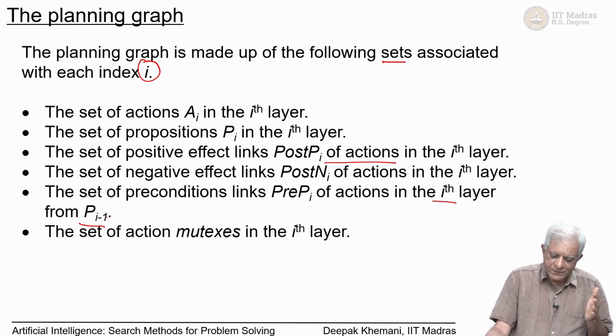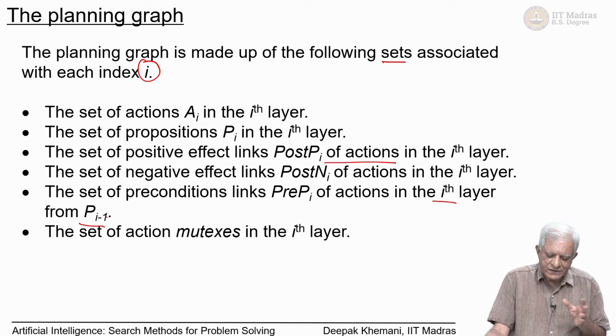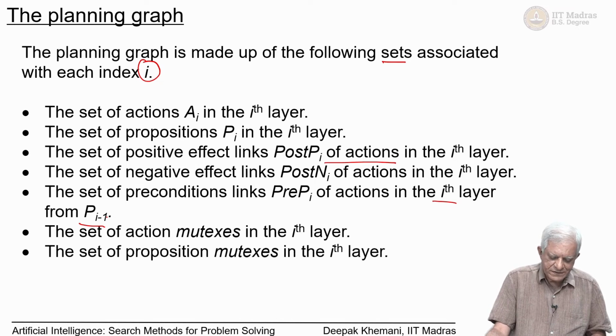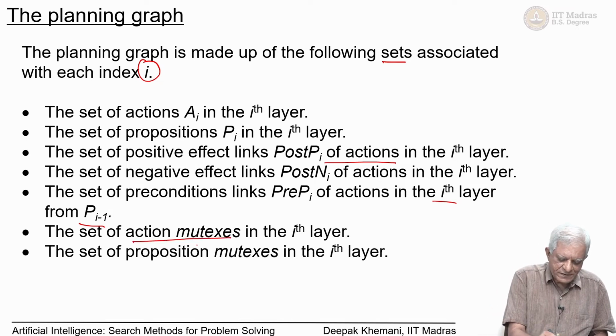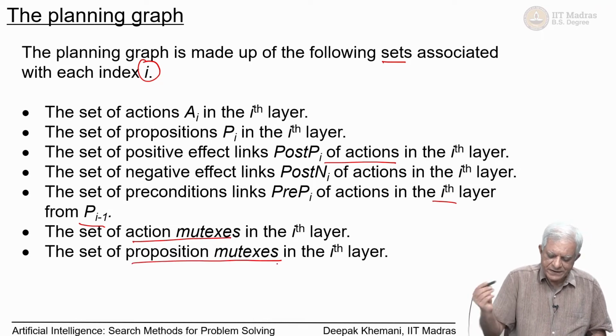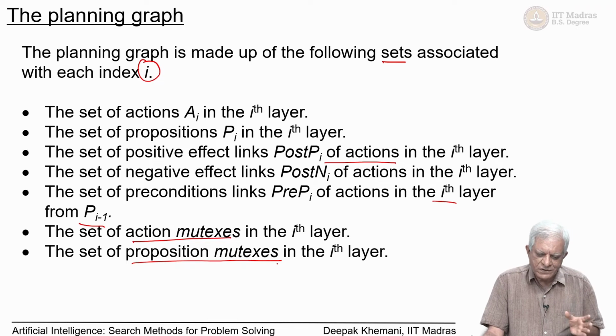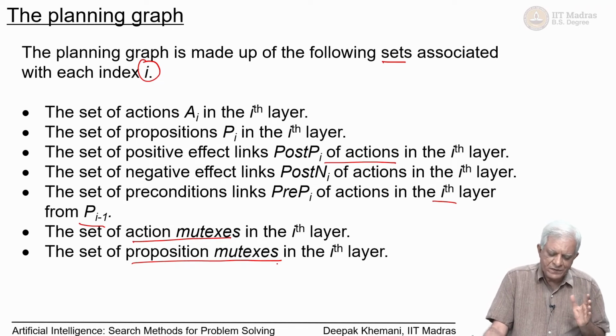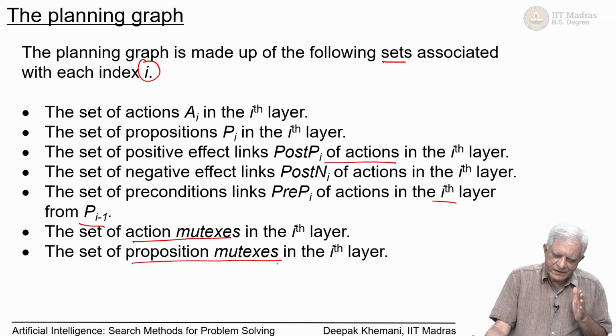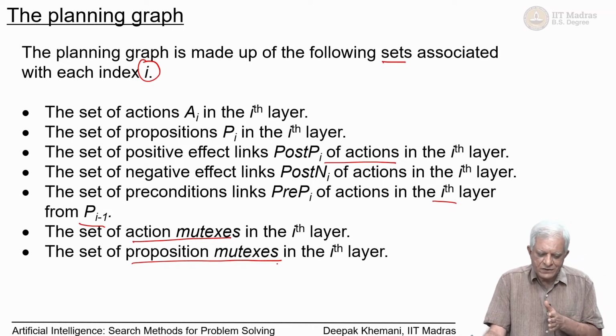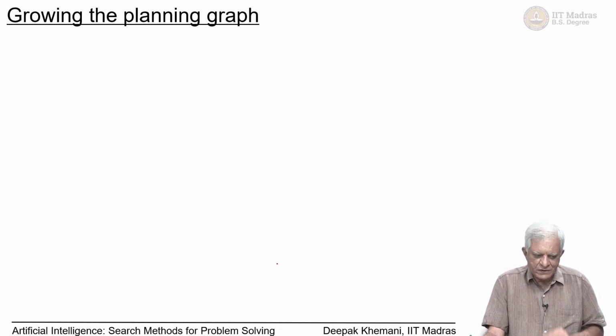And then finally, we have the mutex layers, the set of mutexes in the ith layer, which could be both for actions and for propositions. The set of action mutexes and the set of proposition mutexes in the ith layer essentially. All these sets together define the planning graph essentially. And the planning graph is gradually grown. So, initially we have only P0, then we add A1 and P1, then A2 and P2 and so on and so forth. So, till when do we do that?